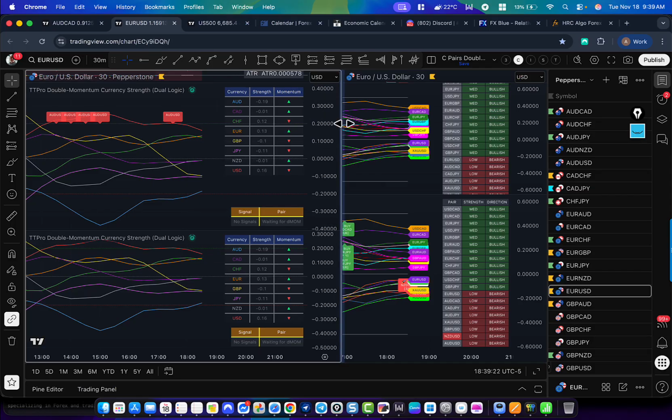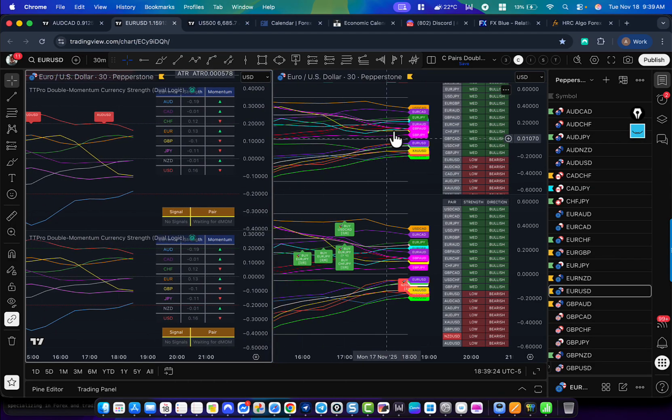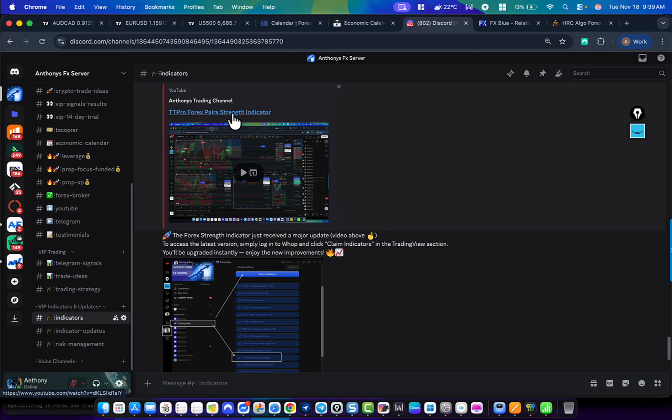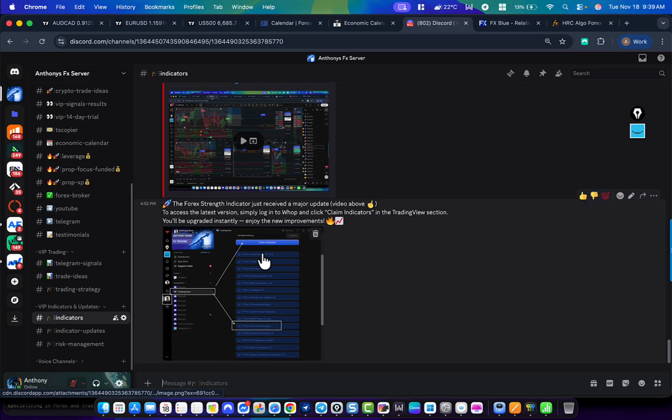Got a new indicator here that I made available yesterday. If you come into Discord, go down here to indicators. There's a video on it, Forex pair strength, and this is how to access it through WAP.